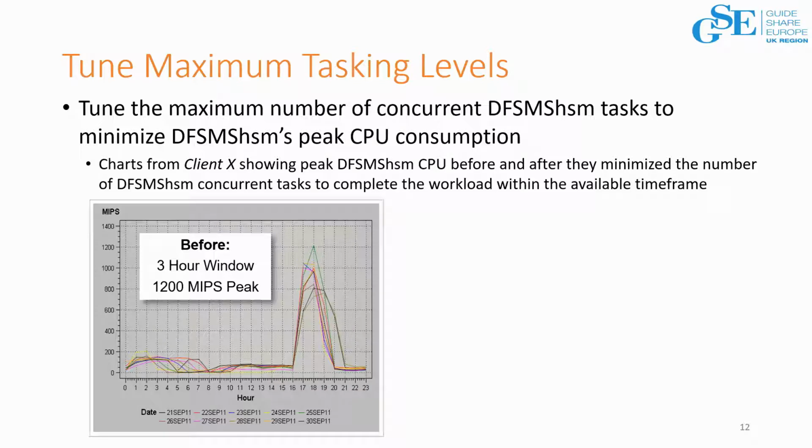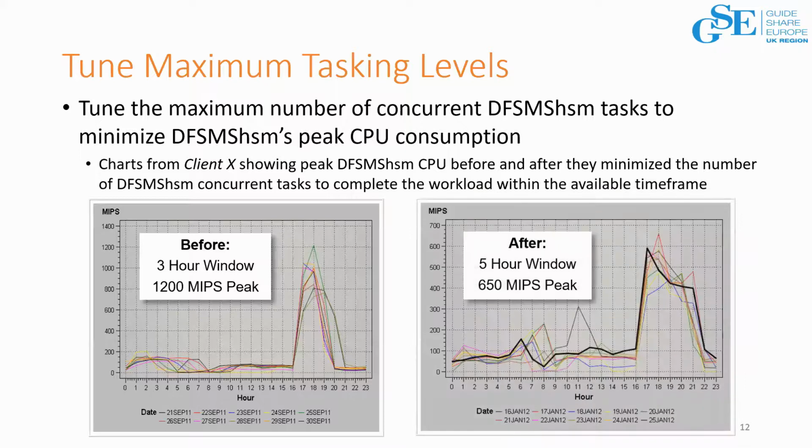So this chart shows an example of a client that implemented this type of change. And you can see here, the client had a 3-hour auto processing window with a 1200 MIPS peak. And by increasing their auto processing window by 2 hours, the MIPS peak was essentially cut in half. So that's a pretty significant difference.